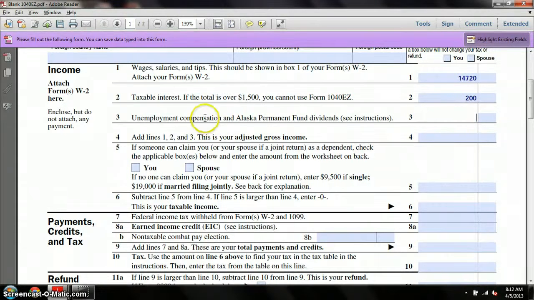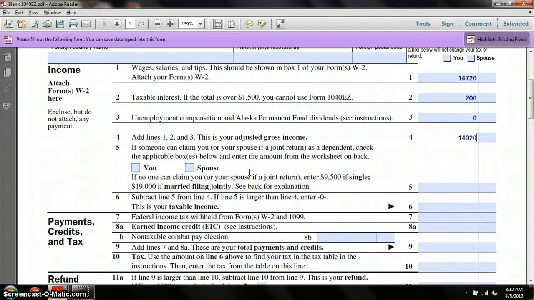Step 3 would be for unemployment compensation. So if you receive any unemployment compensation, you'd be filling it in there. I'm going to say 0 for that. Step 4, add lines 1, 2, and 3. This is your adjusted gross income. So 14,720 plus 200 plus 0 is 14,920.